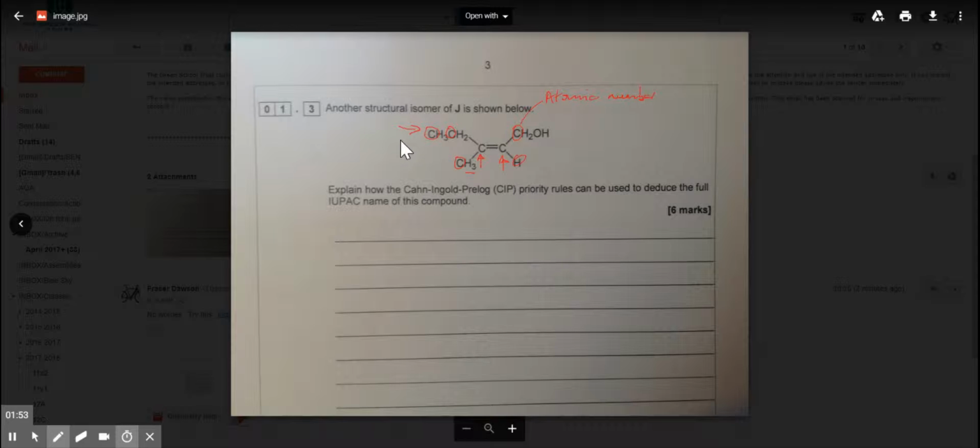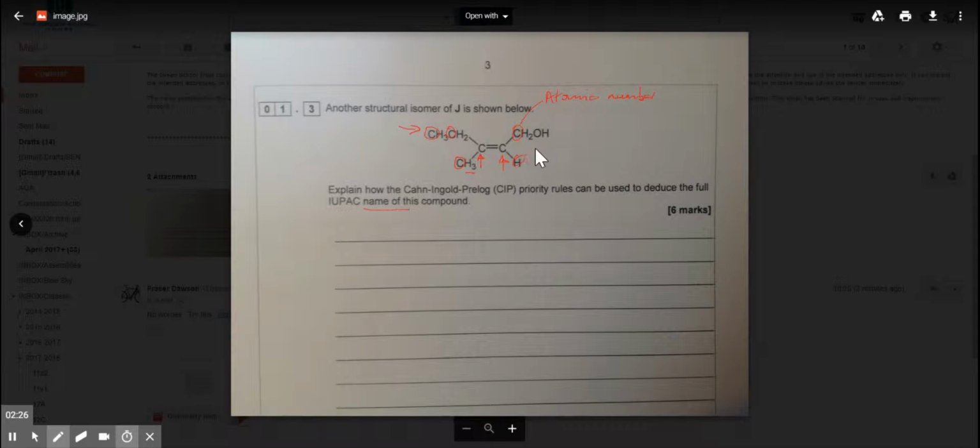That's most of the 6 marks, but the final mark or two is for both of the larger groups being drawn on the top, the same side of the double bond, you can say either way, and therefore it is a Z isomer. You'll have to work out the full name of that compound as well, right? So you've currently worked out that it's a Z isomer, but it wants the whole name.